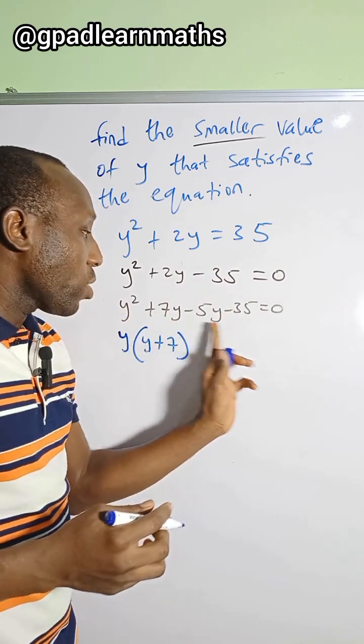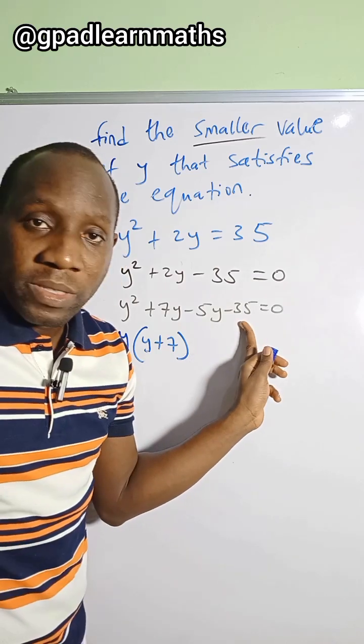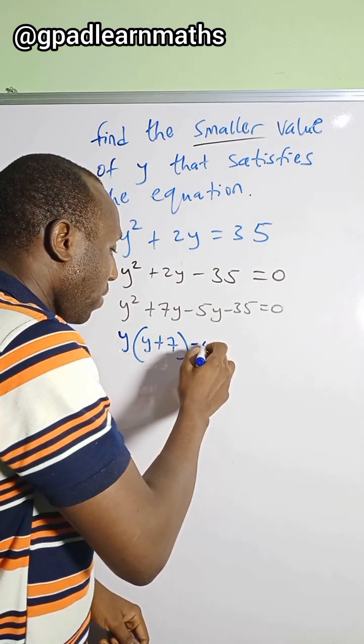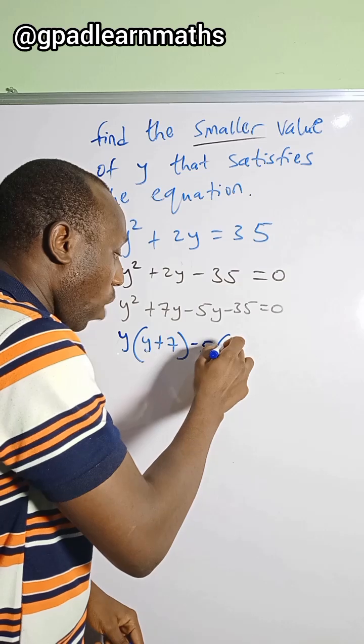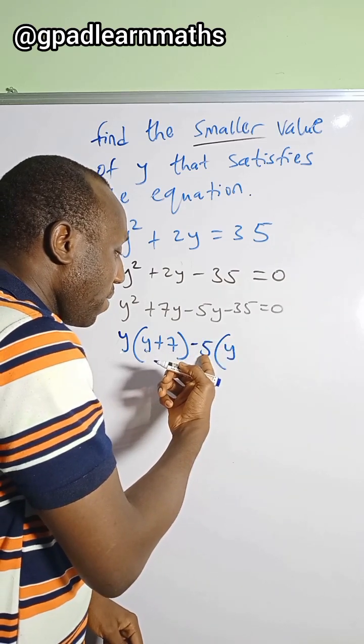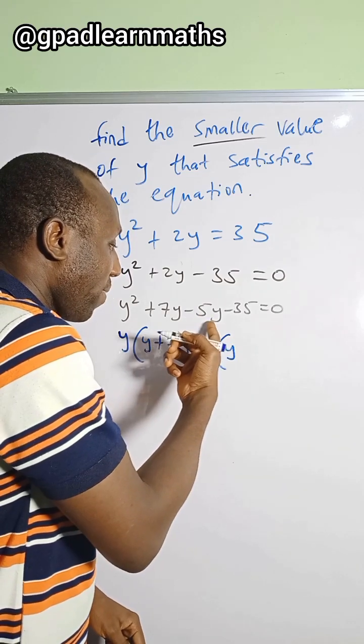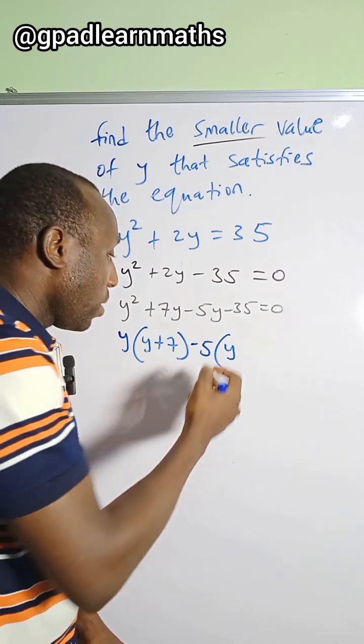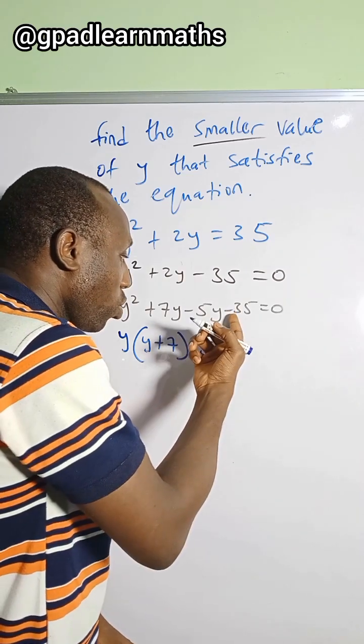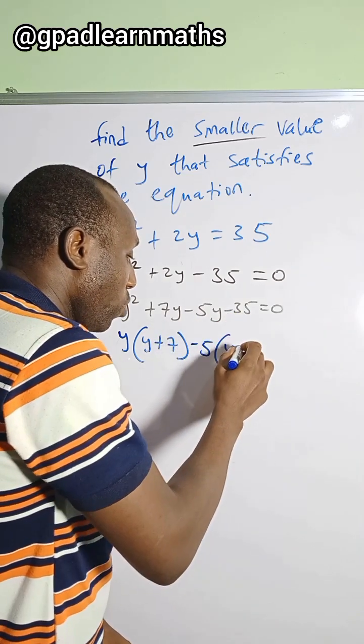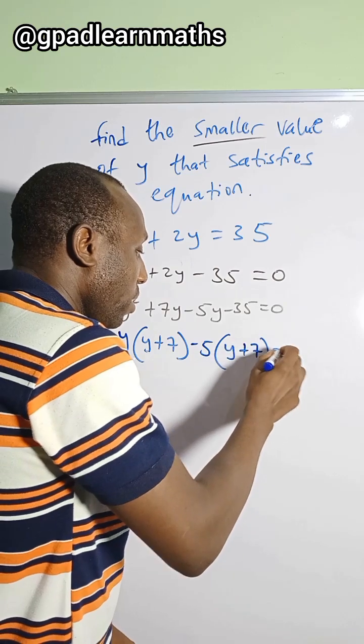Now we do the same thing here. What is common between minus 5y and minus 35? That will be what? Minus 5. Open a bracket, and then you write y, because minus 5 into minus 5y will give you y. All right. So we have minus 5 now into minus 35 will give you plus 7. And this is equal to 0.